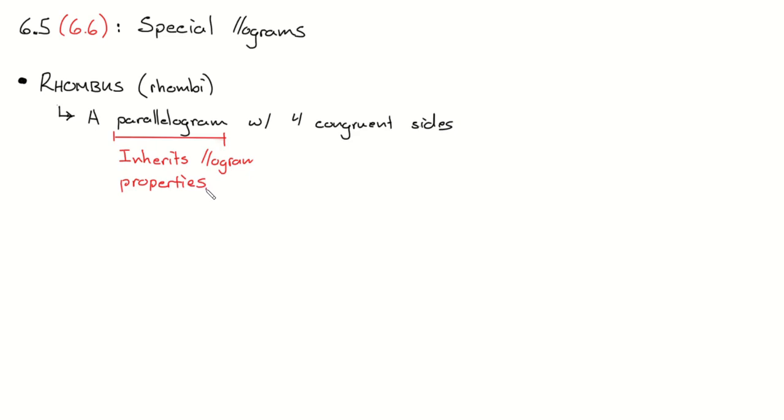The diagonals of a rhombus must bisect one another. The opposite sides of a rhombus must be congruent. The opposite angles must be congruent. All of these same ideas hold true with a rhombus.